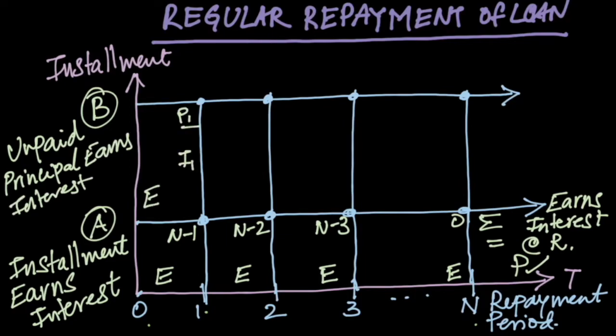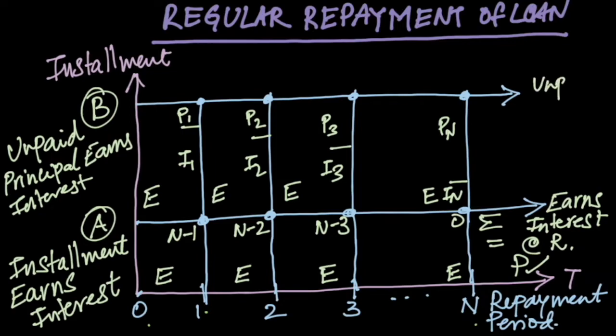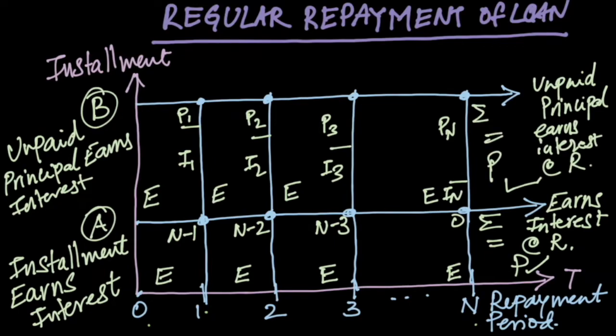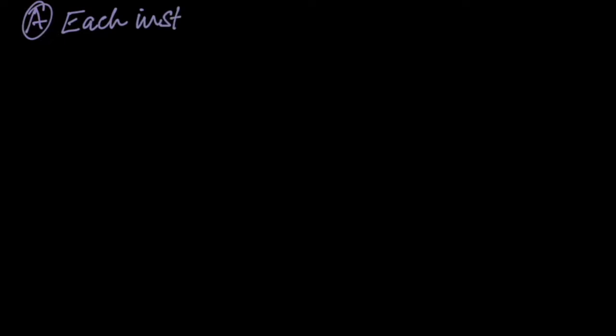Here also each installment is of the same amount, and with each installment the principal portion gets increased and the interest portion gets reduced, such that the last installment takes care of all the pending principal amount. So let's do the calculation.